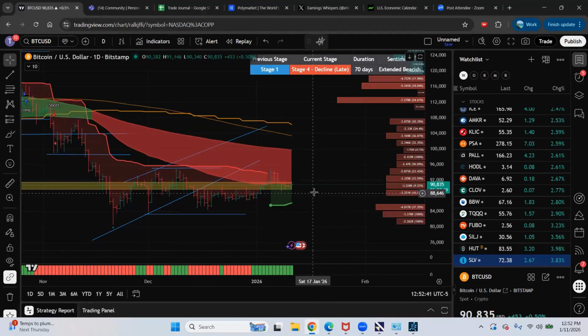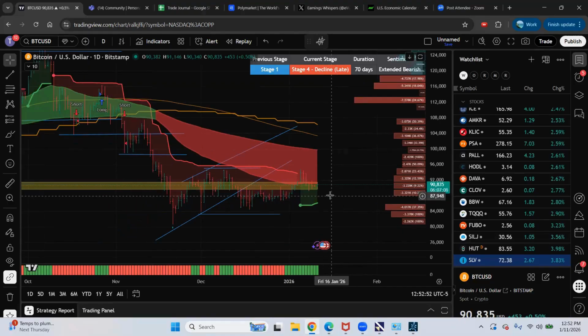And you can see here, if you're using the Weinstein indicator, we're still in that decline, but that can change quickly with one day of upward move and good volume. So Bitcoin, wait and see or watchful waiting is the order of the day for me.